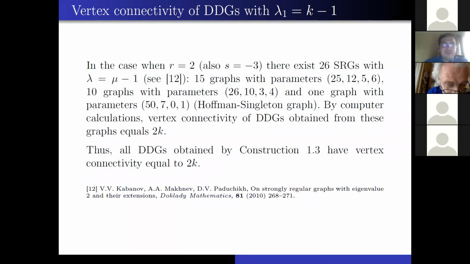By computer calculations, the vertex connectivity of the divisible design graphs that can be obtained from these graphs equals K. So all divisible design graphs obtained by construction 1.3 have vertex connectivity equal to 2K. For all cases, the vertex connectivity equals K minus 1.